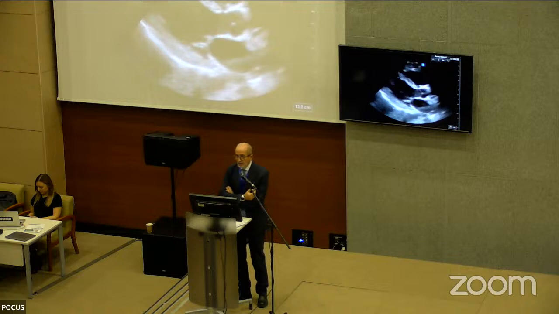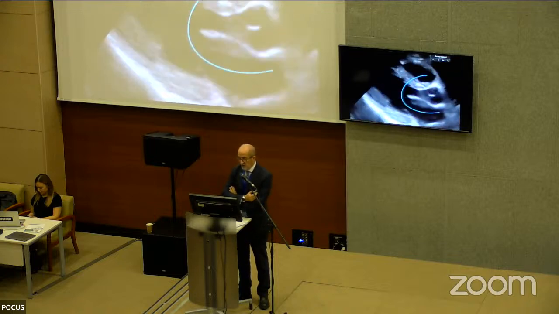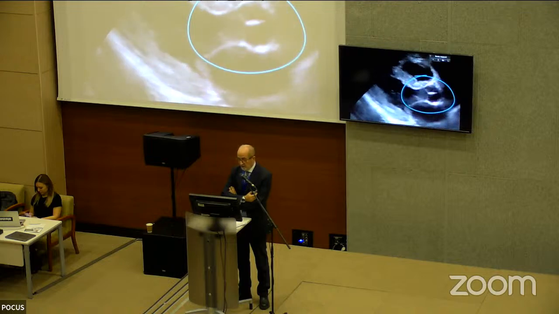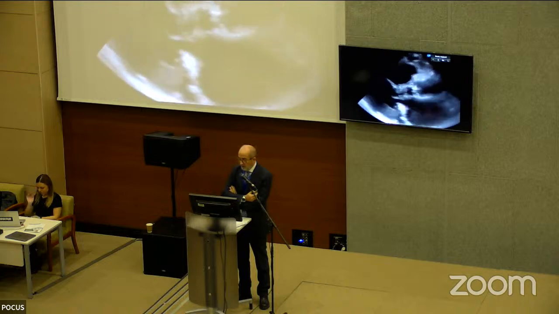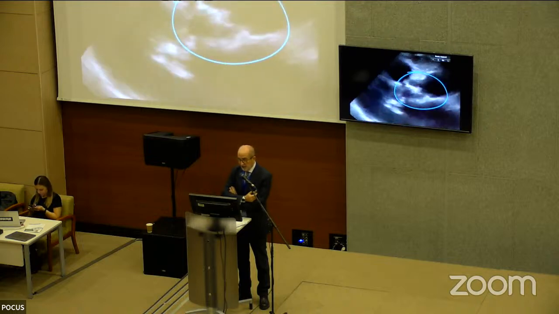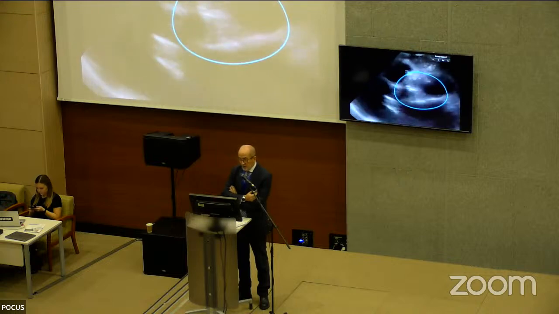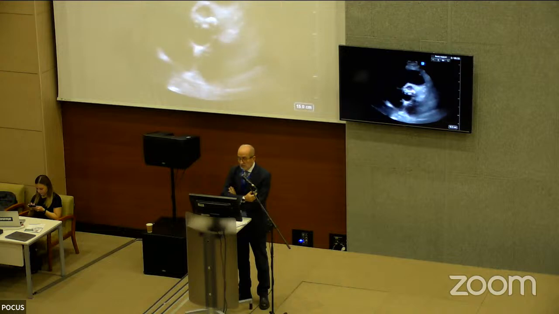This is a normal echo, parasternal long axis view. We can focus on the aortic valve. The cusps are thin. The opening is normal. In contrast, this is an abnormal aortic valve, very thickened, with minimal opening. The valve is quite narrowed. This is enough for the definition of probably severe stenosis.